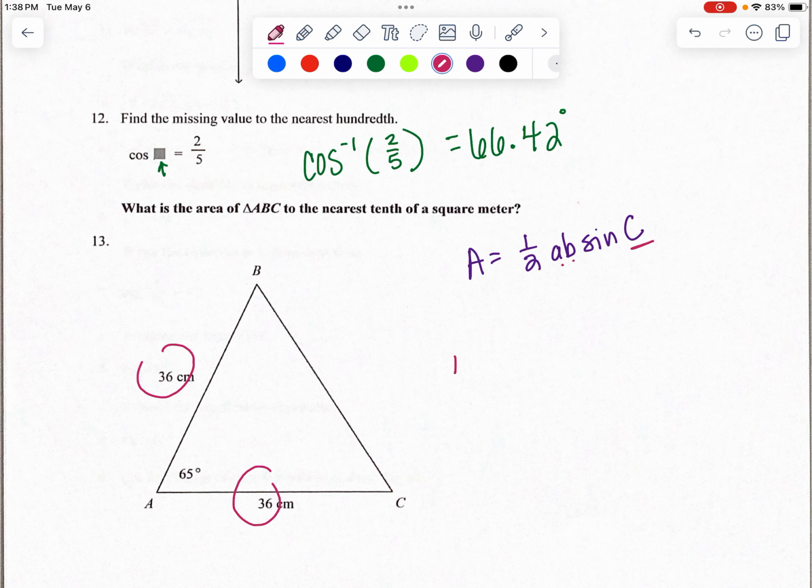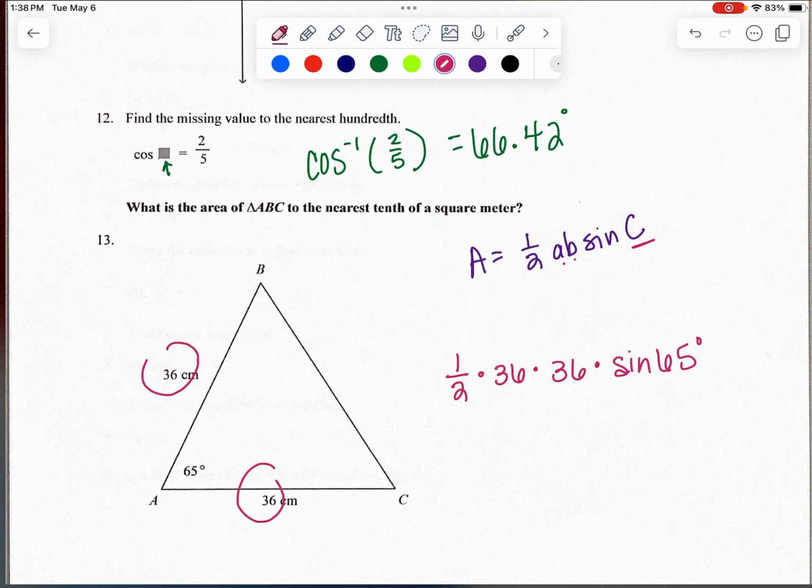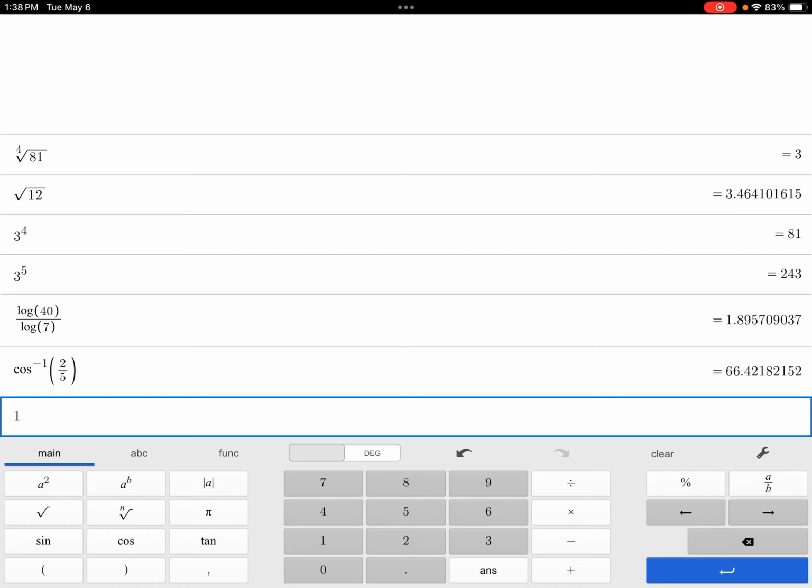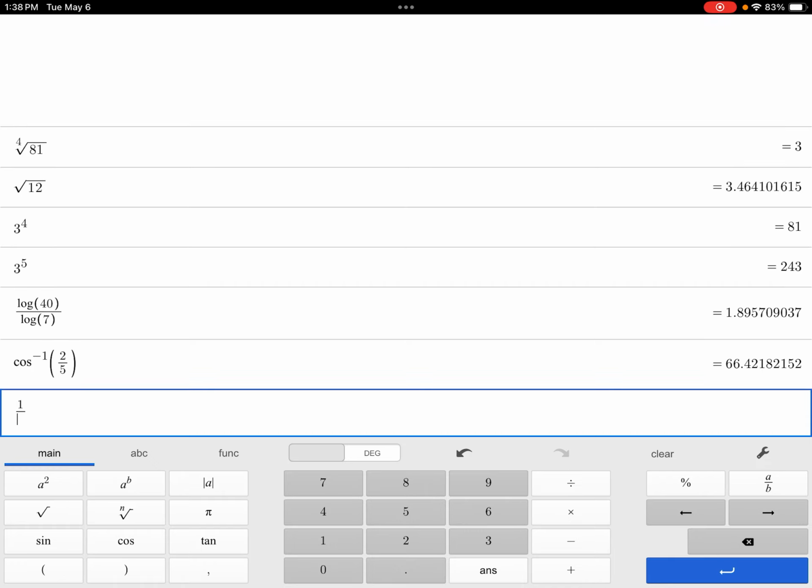So in my calculator, I'm going to do 1/2 times 36 times 36. Write your two numbers. Again, it doesn't matter the order because you're multiplying anyway. And then sine 65. So that's what I'm going to type in my calculator. So a half, 1/2, and honestly, you could use 0.5 if you really wanted to. Times 36 times 36 times the sine of 65.